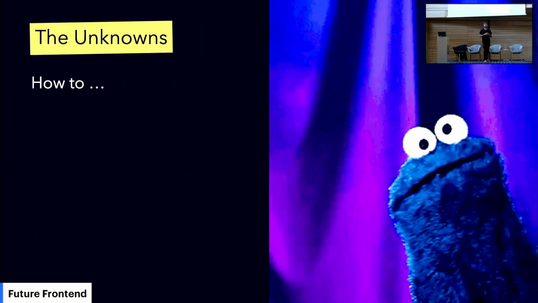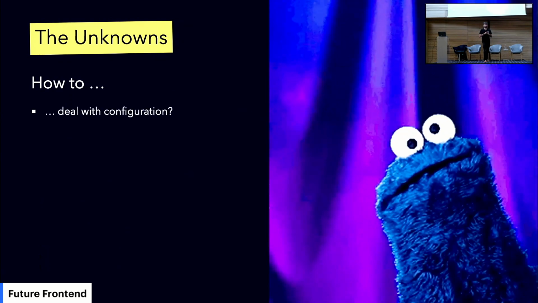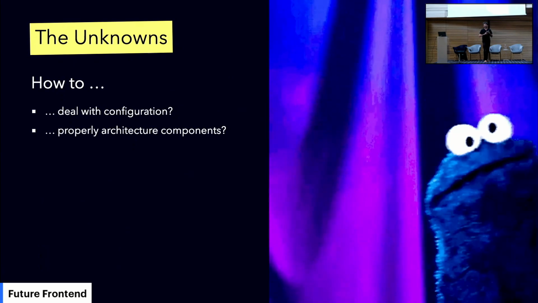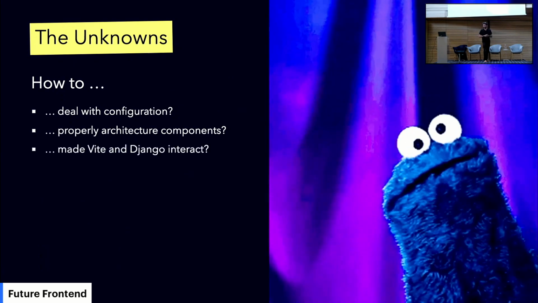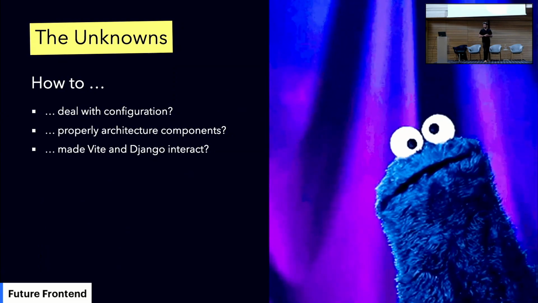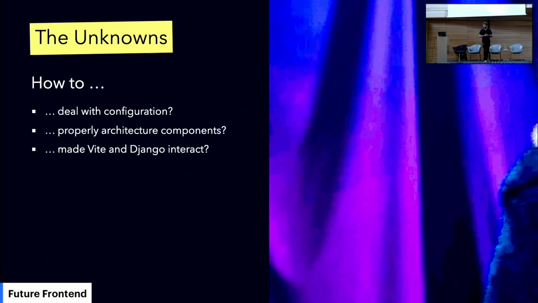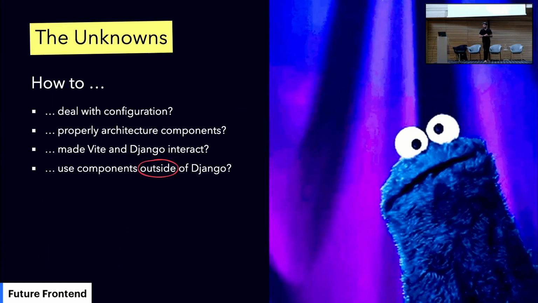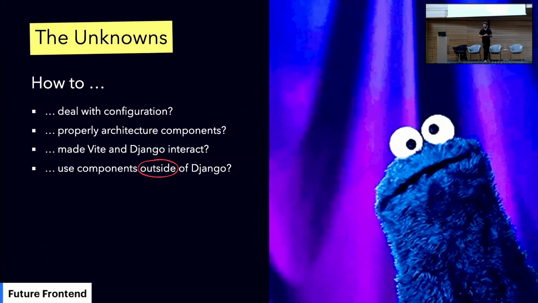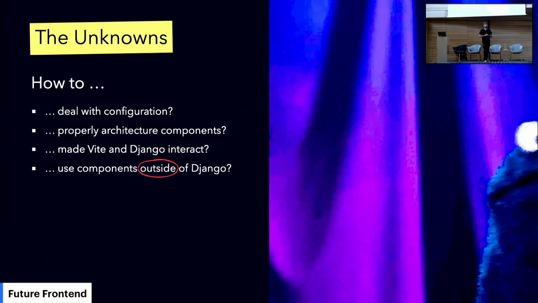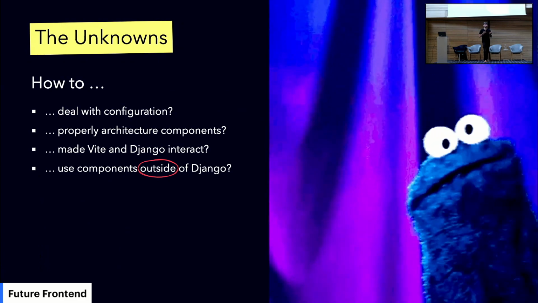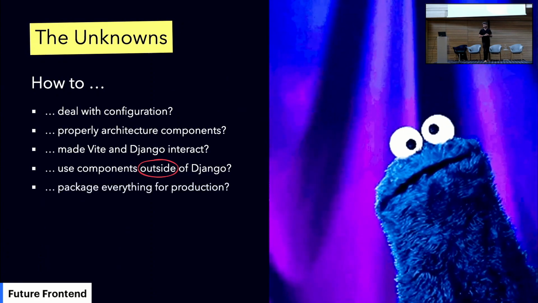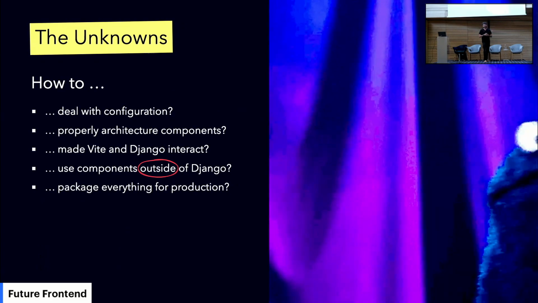But we still had some unknown parts, like how to deal with configurations. We didn't know at this point how to work with properly architected components, how to distribute them and how to give the users the way to build the different views. How to make Vite and Django work together. We didn't know how to use components outside of Django, because if we wanted to display those components in Storybook, how to use Nginx in Storybook. We didn't know at that point. And how to package everything for production, because it's a nice idea, but how to put it in production finally.